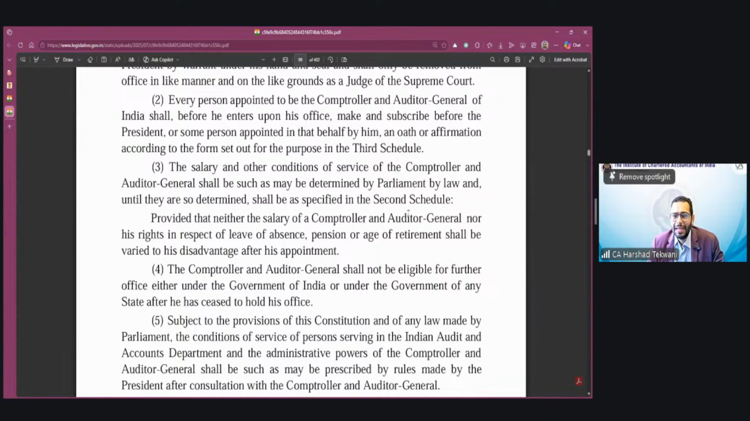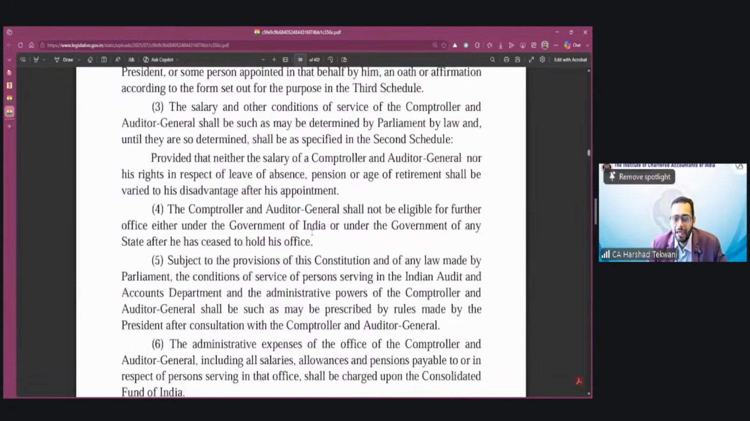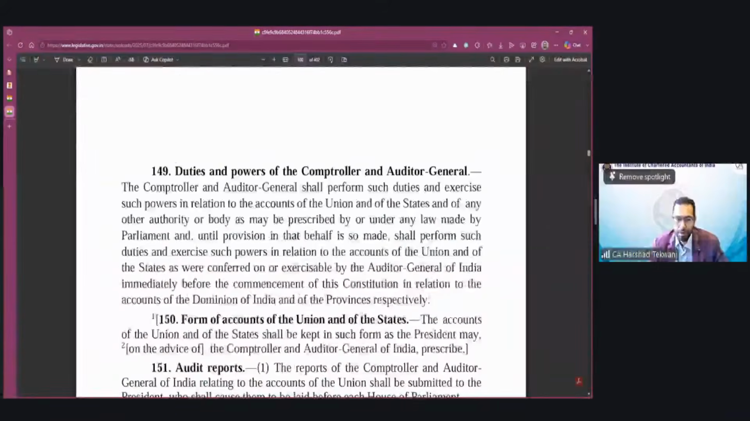basically has to perform some activities. And there are certain acts of the Parliament that will decide the other things of the CAG. So salary and other conditions of service will be decided by the Parliament. Okay. And that person will be appointed and will handle the office of CAG. Okay. And now, duties and powers of the CAG.